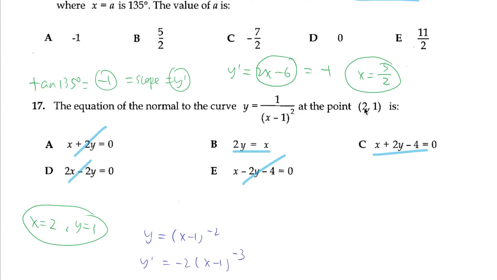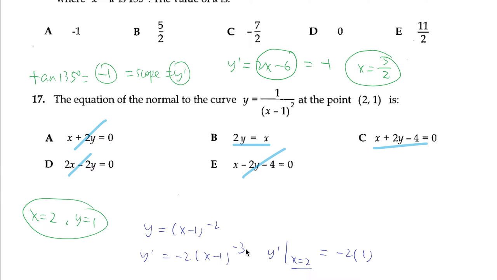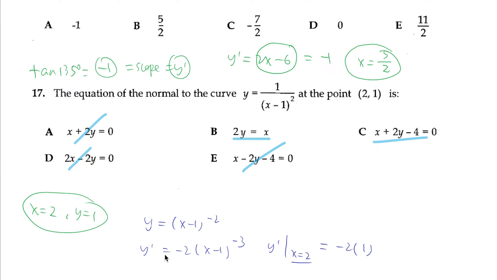Then you plug x equals 2 into this equation. Y dash evaluated at x equals 2 would be minus 2 times 2 minus 1, which is 1. 1 to the power of anything is still just 1. And then we have the slope equals to minus 2. I must have made a mistake.